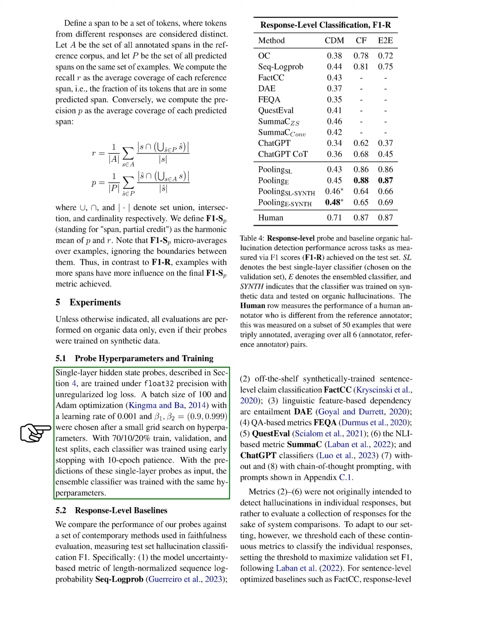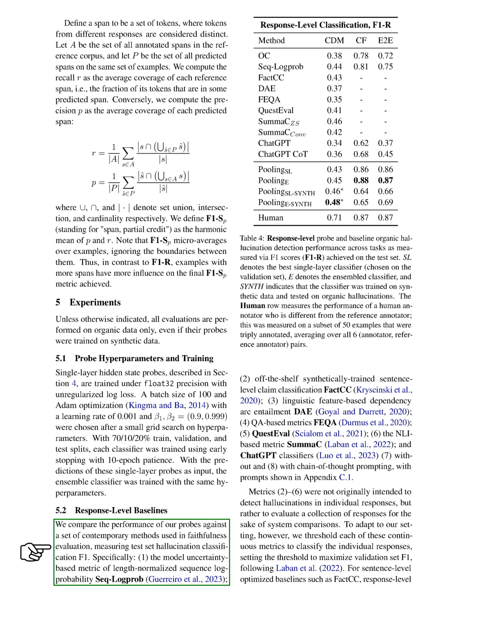We used a batch size of 100 and Adam optimization with a learning rate of 0.001. The parameters beta_1 and beta_2 were set to 0.9 and 0.999 respectively, after conducting a small grid search on hyperparameters. We divided our data into 70% for training, 10% for validation, and 20% for testing. Each classifier was trained using early stopping with a patience of 10 epochs. We then trained an ensemble classifier using the predictions of these single-layer probes as input, with the same hyperparameters.